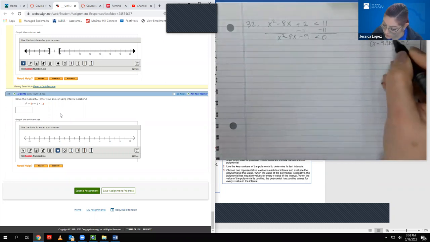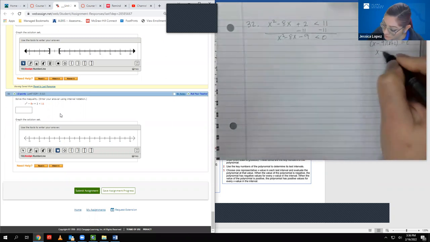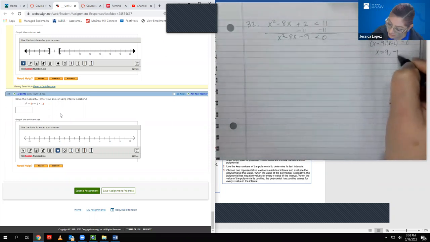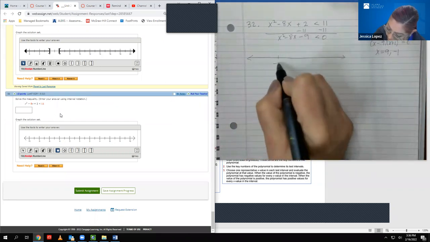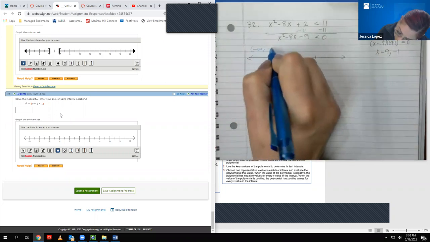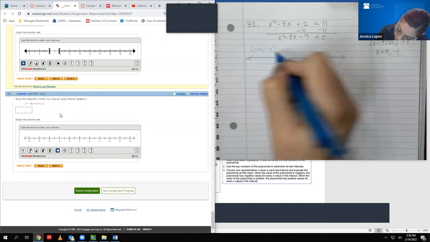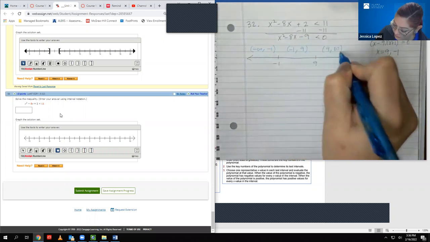Negative 9 times 1 is negative 9. Negative 9 plus 1 is negative 8. So the key numbers here are going to be positive 9 and negative 1. So when I draw them on the number line, I'm going to have a negative 1 and a 9. Okay. Now, let's see what the intervals look like. Negative infinity to negative 1, and there's no bar, so parentheses. Negative 1 to 9, and then 9 to infinity.